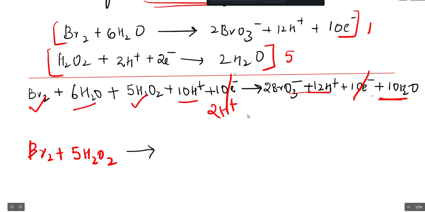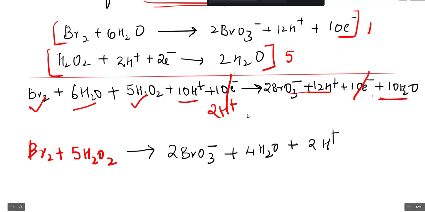On the right hand side BrO3 minus is there. That's fine. What else is there? Water molecules. So here 10, here 6. How many are left out? 10 minus 6 is 4. So 4 water molecules are here. And next comes, what else is there? You still have H plus ions. 10 and 12. So 2 H plus ions.